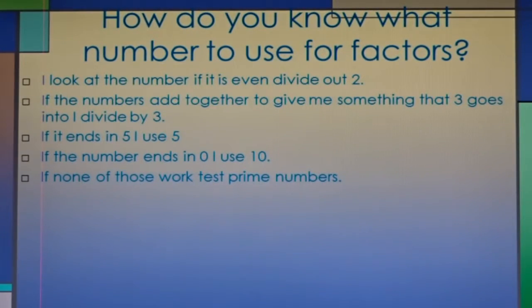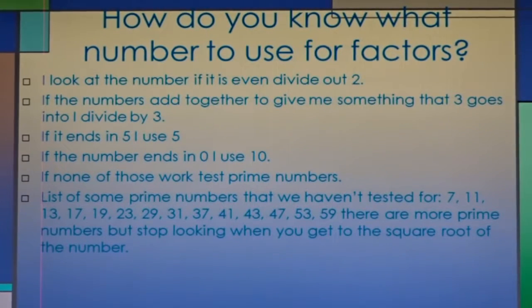If none of those work, I start testing prime numbers. And here's a short list of some prime numbers. So prime numbers: 7, 11, 13, 17, 19, 23, 29, 31, 37, 41, 43, 47, 53, 59. There are many more prime numbers, but you can stop looking when you get to the square root of the number. So if I had 64, the square root of 64 is 8, I would stop looking when I got to the number 8.